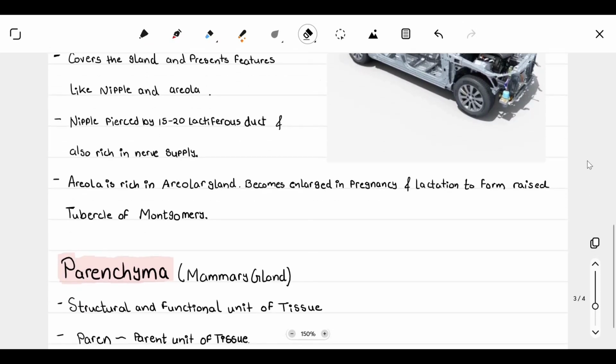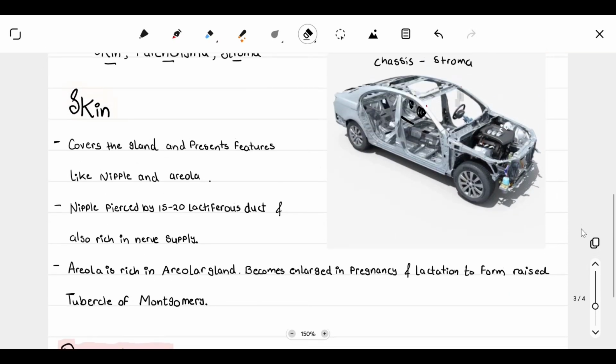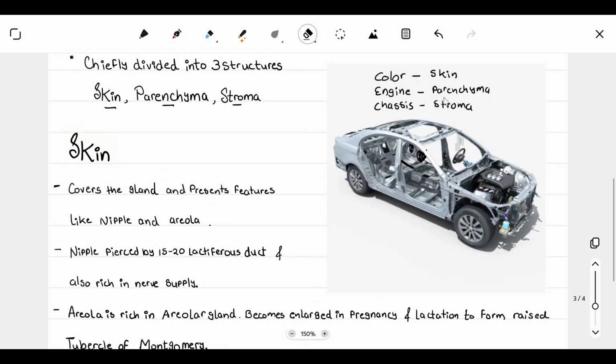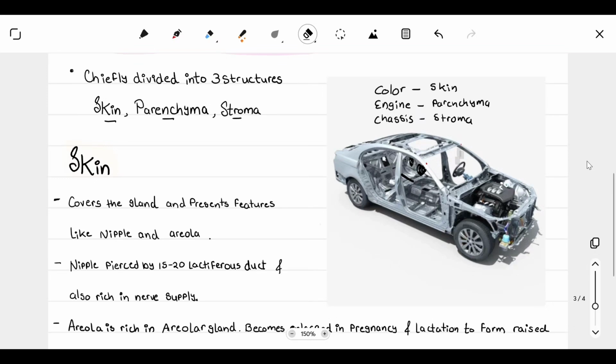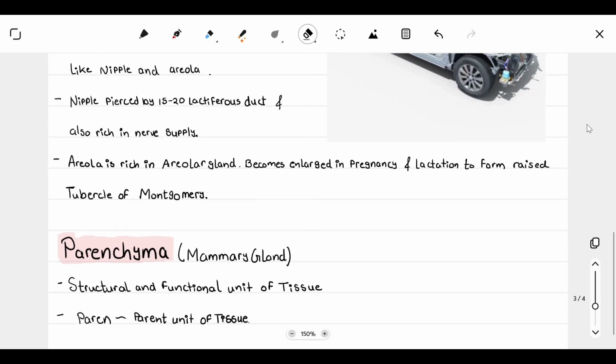Now coming to the second part, which is parenchyma. Here you must have remembered the parenchyma. We have told you it is analogous to the engine. So what is the engine? The engine is the basic unit of a car. Without any engine, the car won't work. So engine is the basic unit, and we can say it is the parent unit of a car. So without the engine, the car won't work.